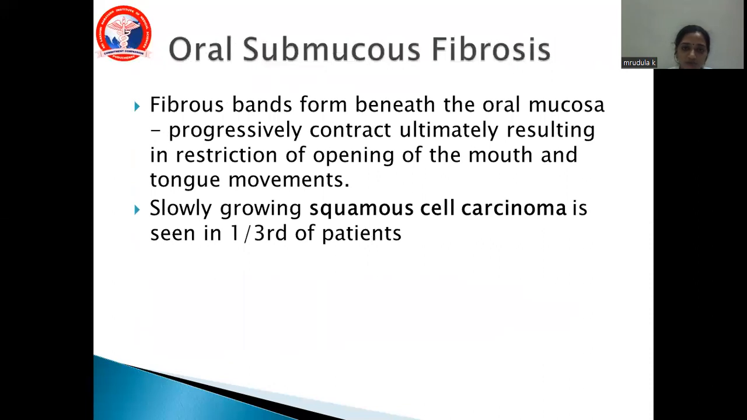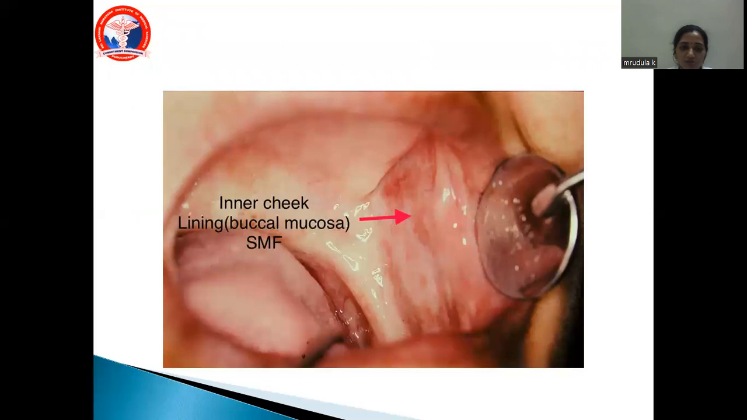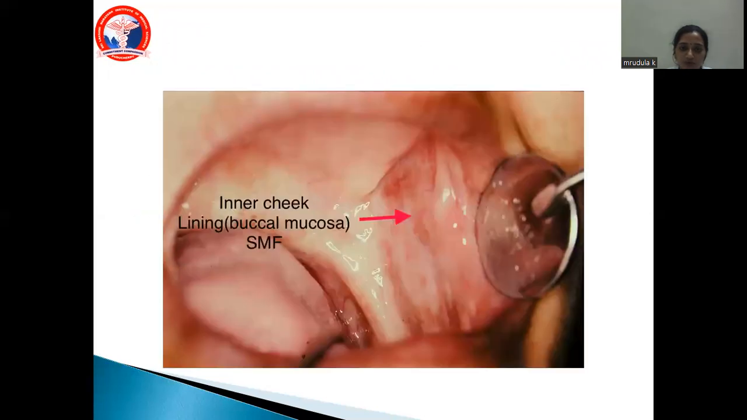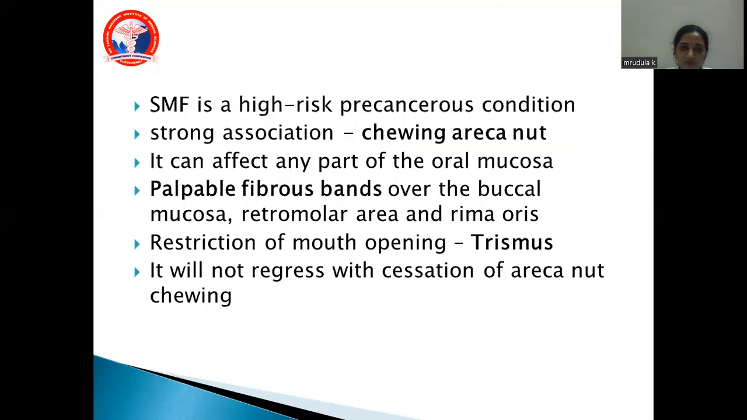Then oral submucosal fibrosis. There are fibrous bands beneath the oral mucosa which progressively contract and ultimately result in restriction of mouth opening and tongue movements. A slow growing squamous cell carcinoma is seen in about 1/3 of the patients. So you can see that there is submucosal fibrosis. There are the bands just beneath the mucosa.